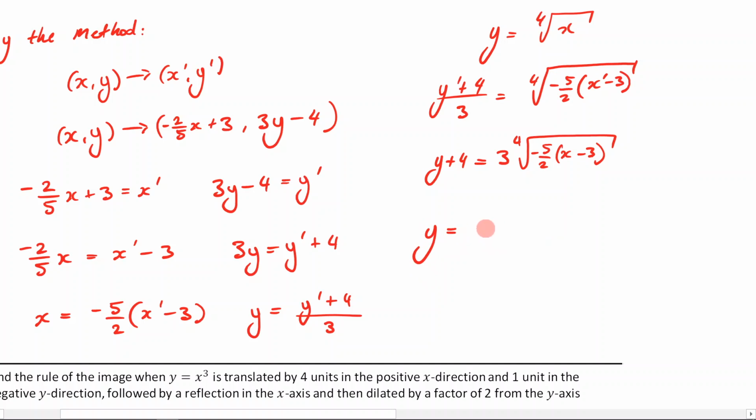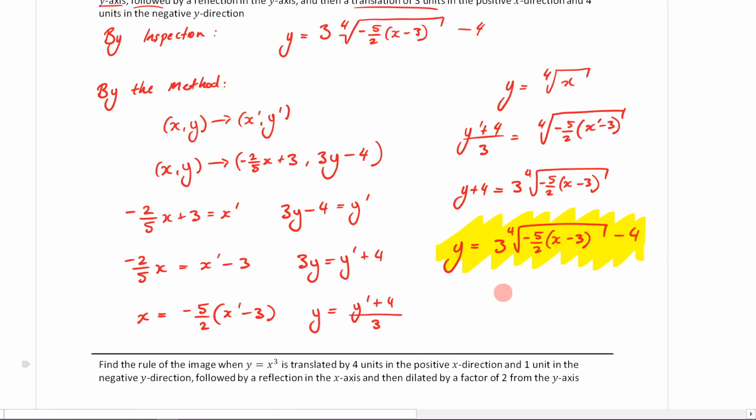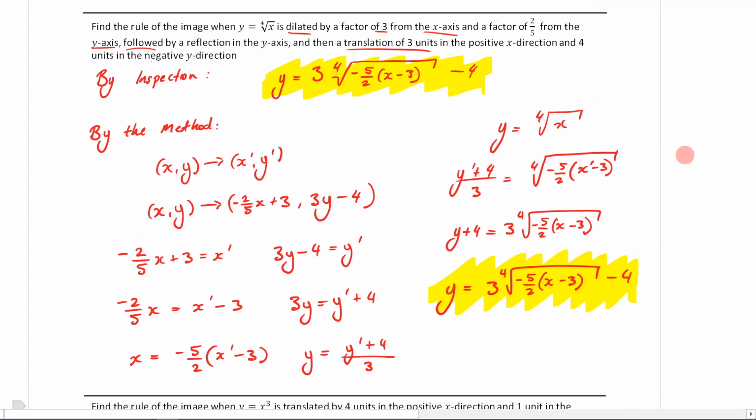y is equal to 3 times, x minus 3, minus 4. So that is going to be my answer right there. And as you can see, that is the same as what we got by inspection. Let me now walk you through and help you visualize what's going on here.